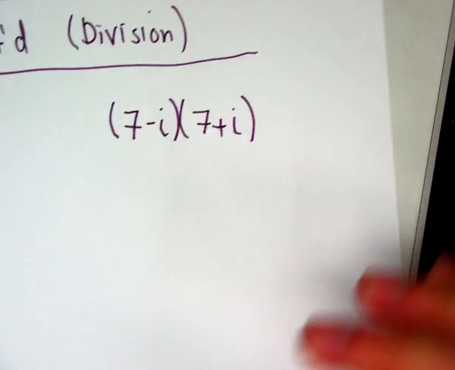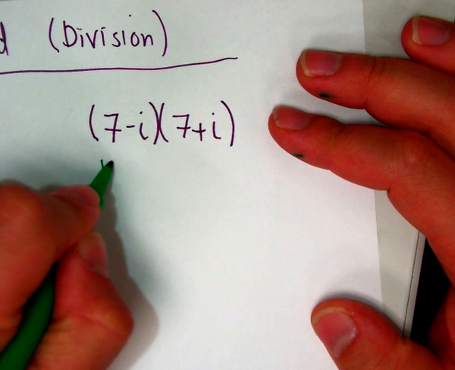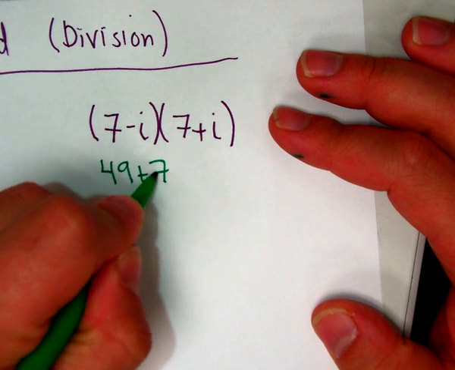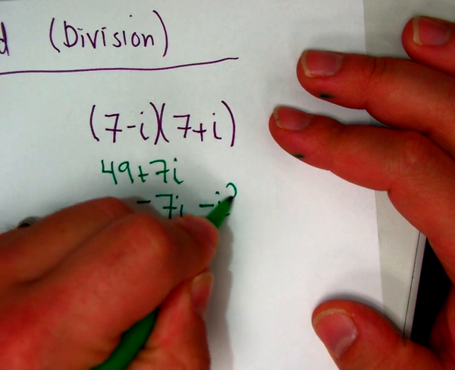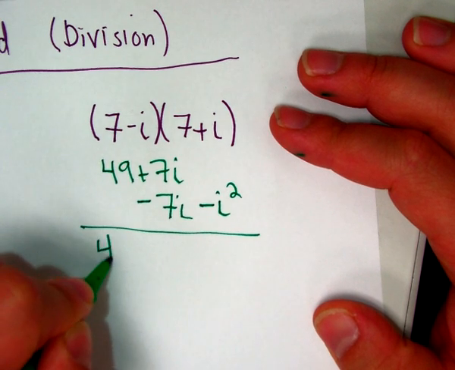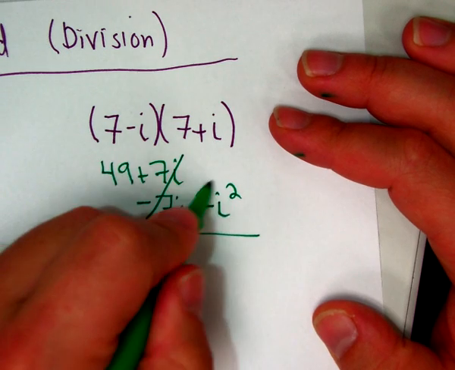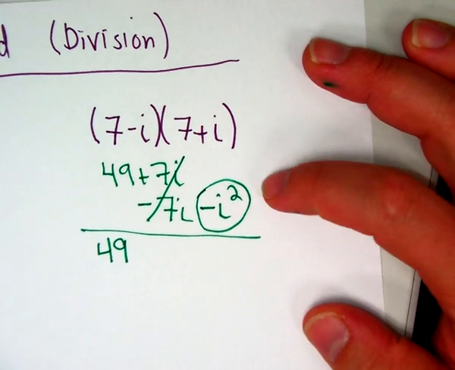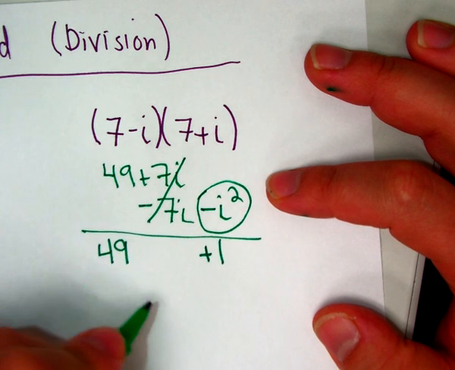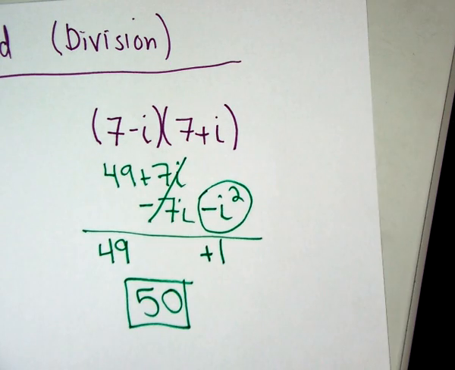If we try 7 minus i times 7 plus i, we're going to get 49 plus 7i minus 7i minus i squared. This will be 49. These will simplify out to 0. And a minus i squared. Again, i squared is negative 1. So the opposite of negative 1 would be positive 1. So this will just equal 50. Look at that. It disappeared.